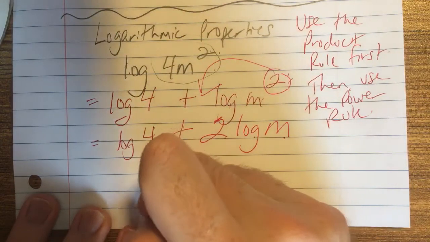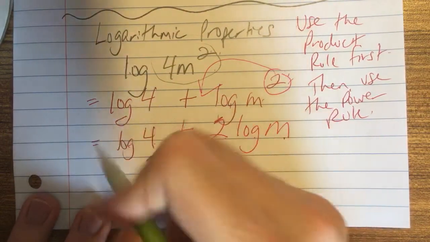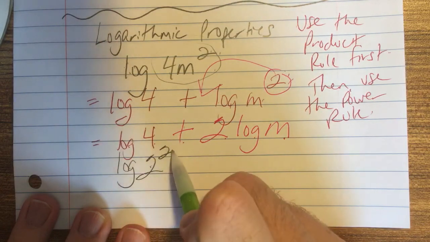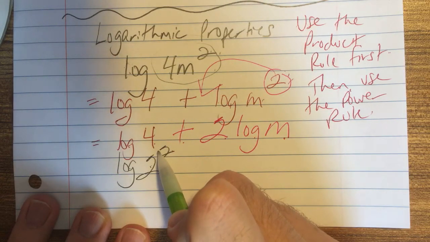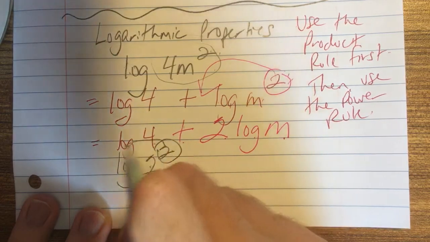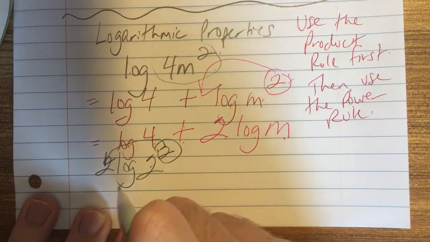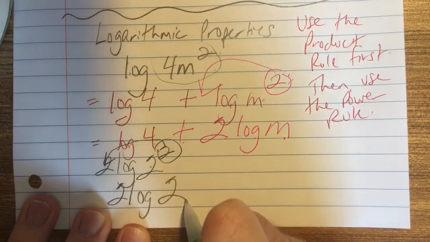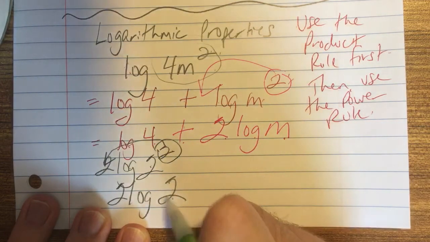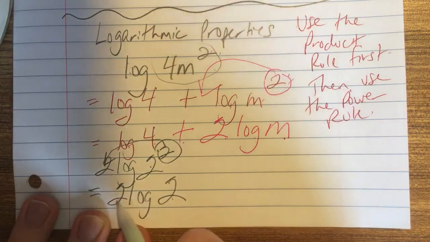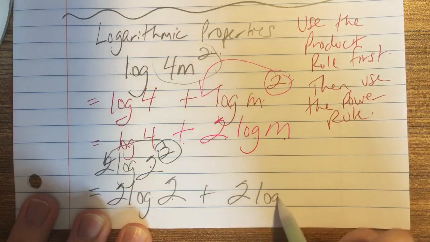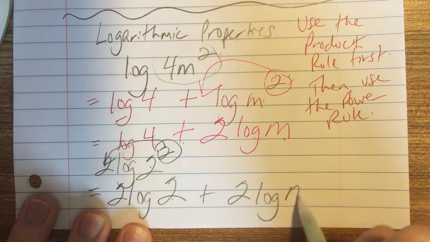What others might do is express the 4, simplify the log of 4, by expressing it as the log of 2 squared, and using that power rule again. That 2 is going to come down in front of the log, and it's going to become 2 times the log of the base of the power, which is 2. So this would equal 2 times the log of 2 plus our second piece of this sum, which would be 2 times the log of m.